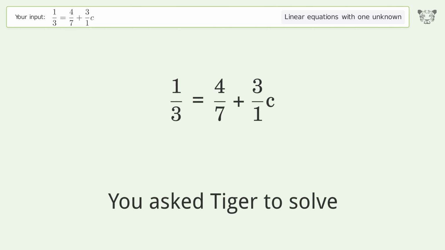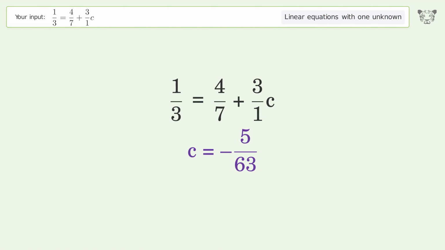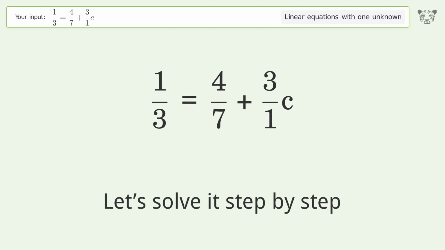You ask Tiger to solve. This deals with linear equations with one unknown. The final result is c equals -5/63. Let's solve it step by step.